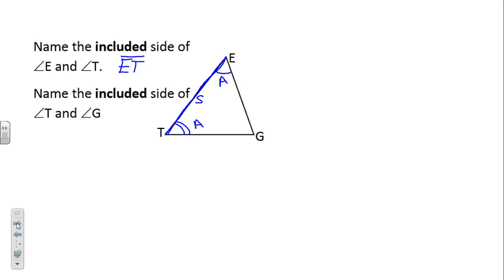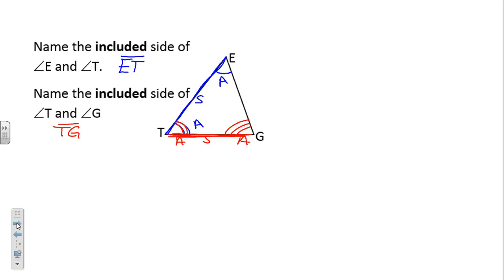All right. Now we want to tell the included side of angle T and angle G. So here's T and here's G. Which would be the included side of those two angles? GT or TG, right? This is the one that's between those. So if we want to use angle side angle, we have to have side TG.